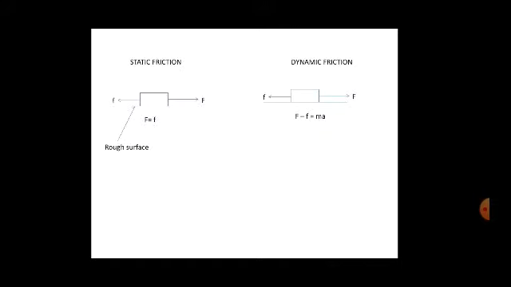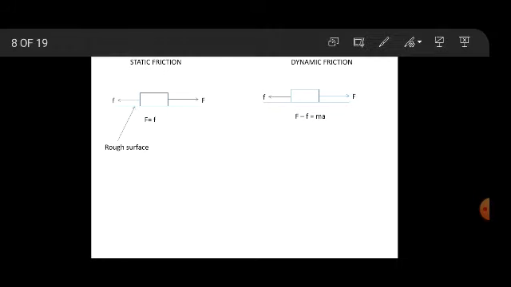So we see a diagram here. On the left side we have the static friction. On the right side we have the dynamic friction. Now remember that the resultant force acting on a body is equal to mass times acceleration. And in both diagrams you can see that the forces are moving in opposite directions, so the resultant force, F minus frictional force, must be equal to ma, which is exactly what you have here.